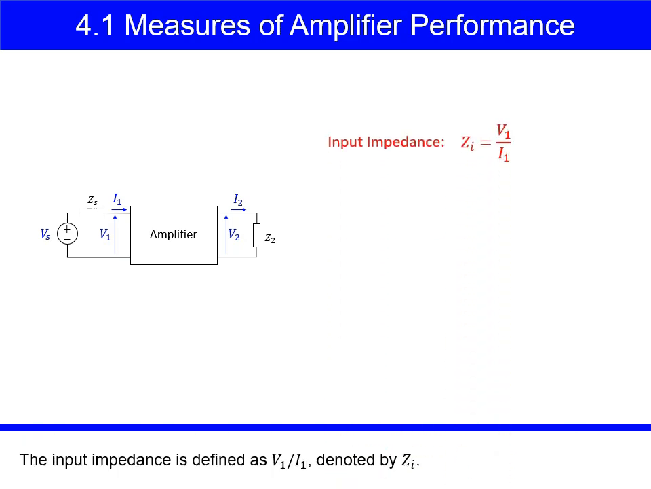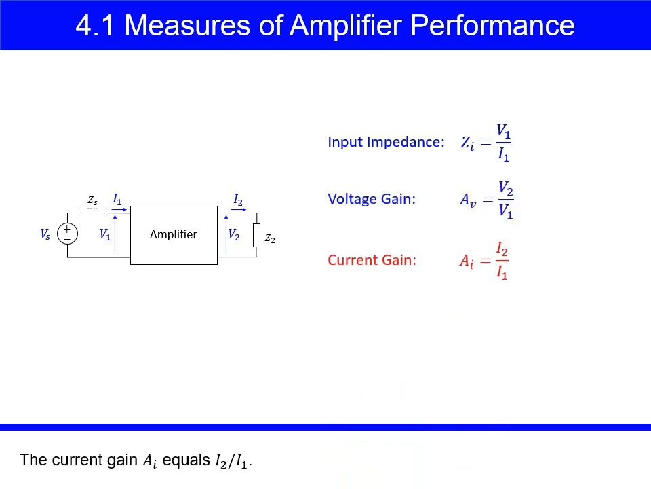The input impedance is defined as V1 over I1, denoted by Zi. The voltage gain AV is defined as V2 over V1. The current gain AI equals I2 over I1.